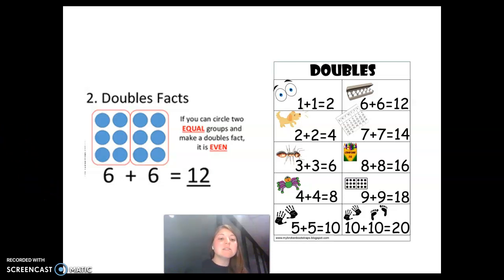So that brings us to double stacks. If you can circle two equal groups and make a double stack, like 5 and 5, or 6 plus 6, the double stack is even. So in this example, we can circle 6 circles and 6 circles. 6 plus 6 equals 12.